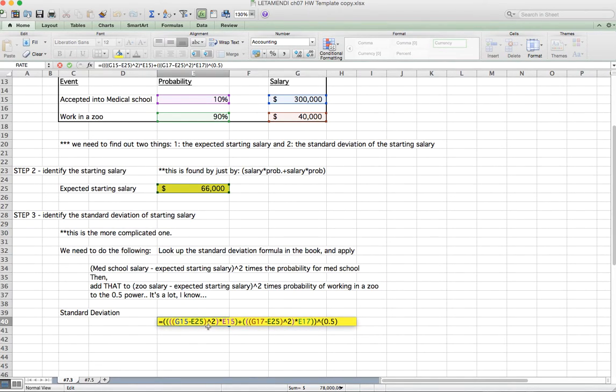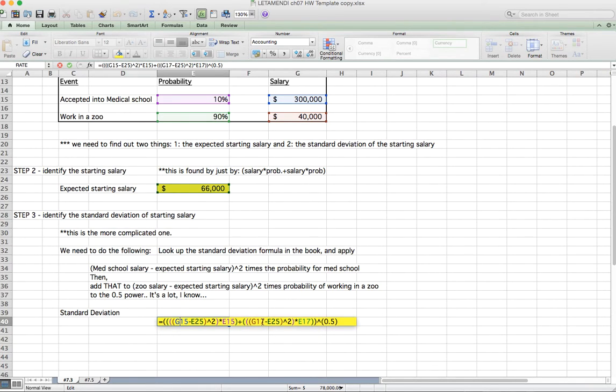Then you do the shift and then 6, which will give you this symbol, and then 2, close parentheses, times E15 in this case, which is the probability of being accepted to medical school, close parentheses, plus, and then just set up your 3 parentheses. It'll make a little sense when you're done with it.